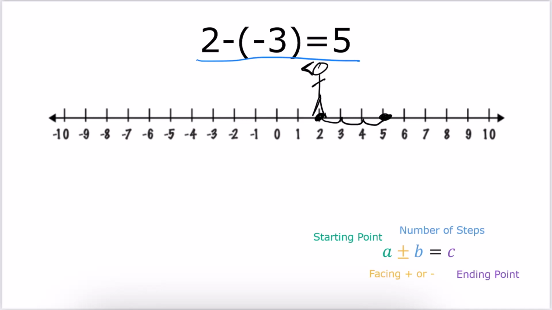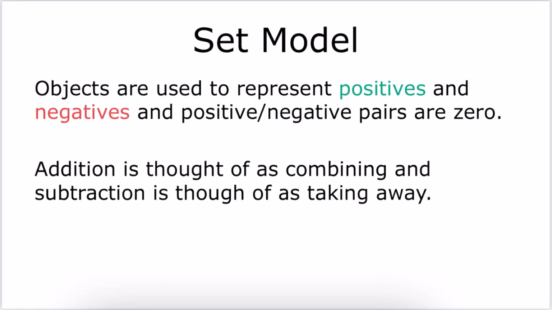The next model is actually my favorite model for showing the addition and subtraction of integers. This is the idea of the set model. In a set model, you use objects to represent the positives and the negatives, and any combination of a positive and negative object will make 0.